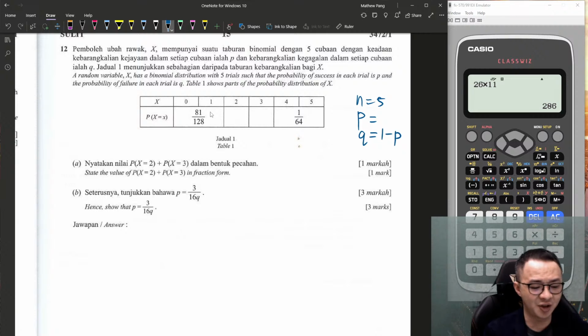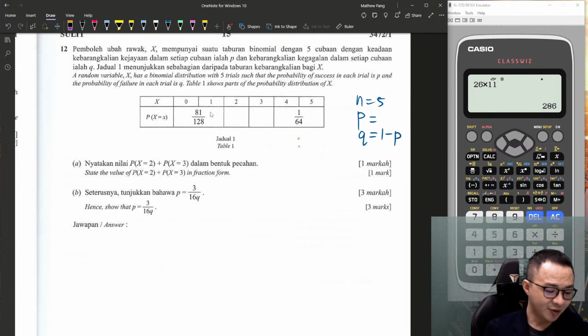So Table 1 actually shows part of the probability distribution of X. I will assume this 81 over 128 is the sum of X equals 0 and X equals 1, because of how you write it. Sometimes I would think, is it possible both are 81 over 128? But if you see like this, you add both of these numbers and it is already more than 1, so you know it's not possible. So this 81 over 128 is the sum of 0 and 1. This one is the sum of 4 and 5.